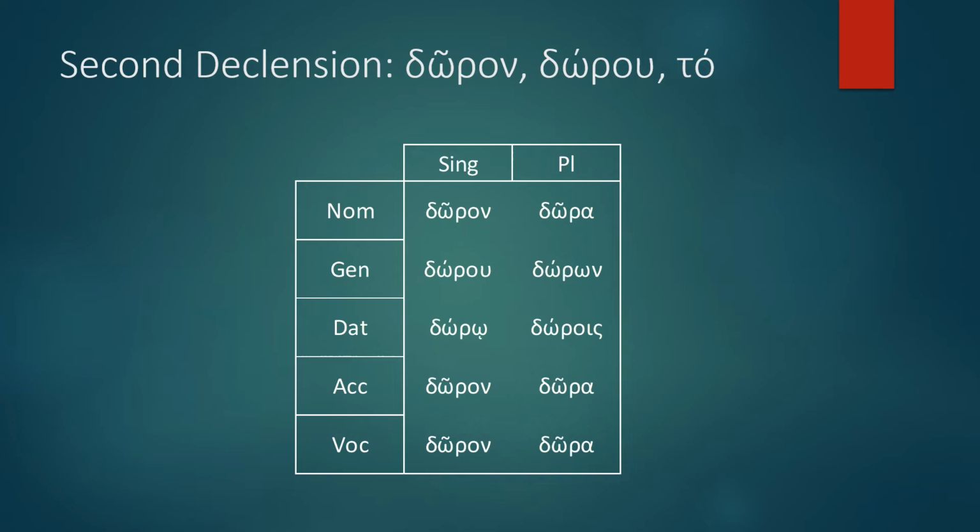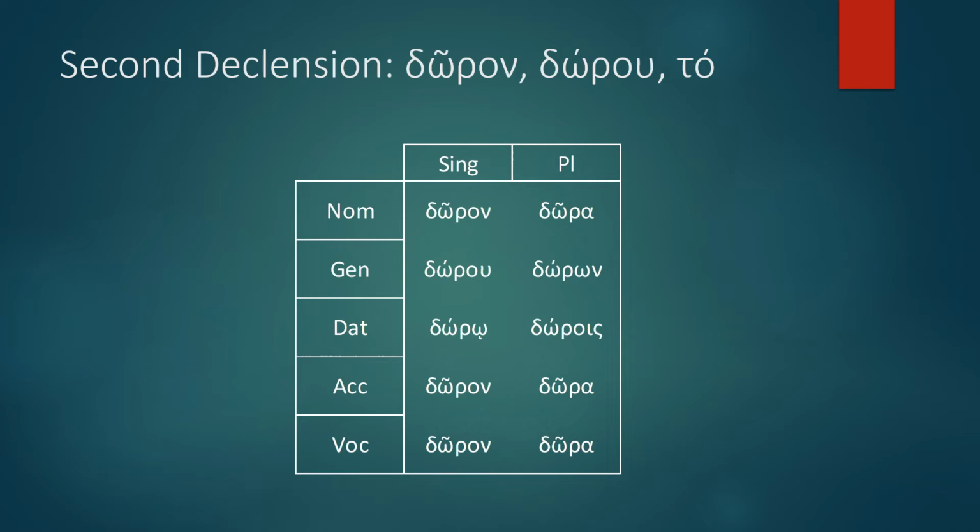And I think this is pretty good practice for some long accented penult rule practice. With doron, the ultima is short, penult, which gets the accent, and we're dealing with a noun, so a persistent accent. With doron, we have a properispomenon because the ultima is short.